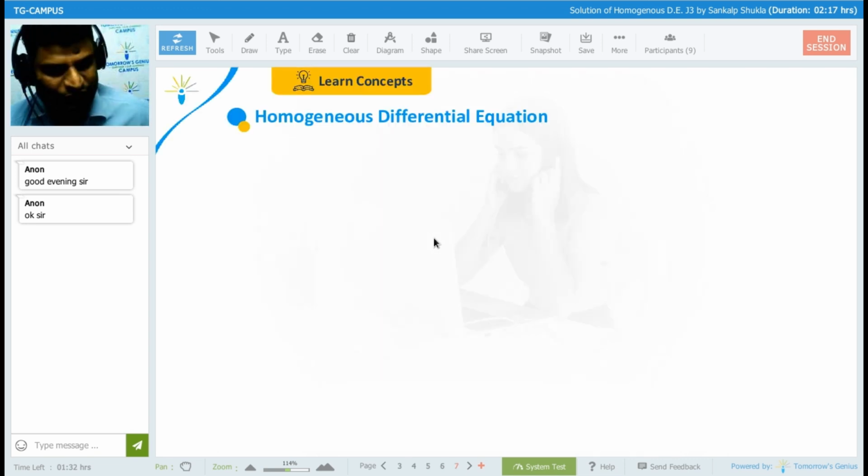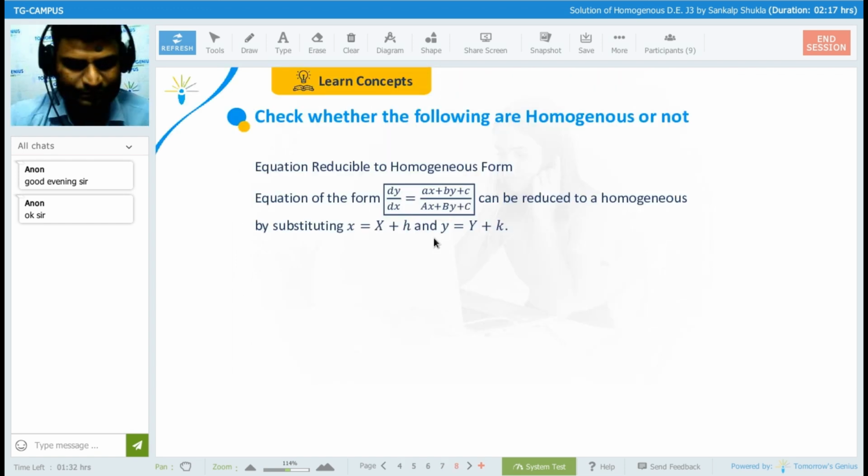Okay. So if you remember, in the previous lecture I discussed type 2 of variable separable, where I was asking that the coefficient of x in the numerator and coefficient of y in the denominator should add up to 0. You remember this thing? Okay, let's take this case now. dy by dx is equal to (ax plus by plus c) upon (ax plus by plus c). This is a differential equation.